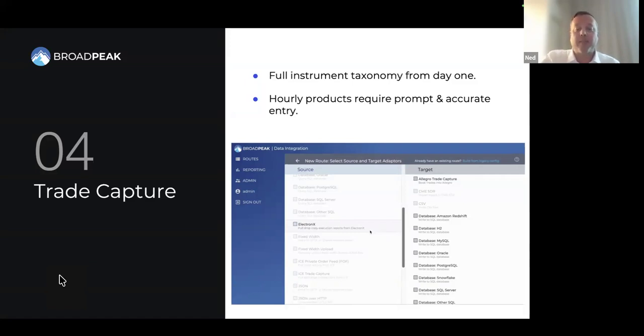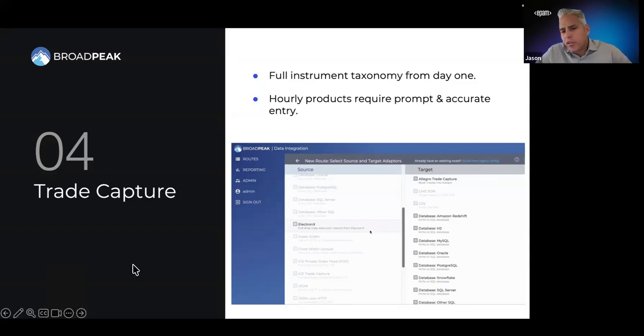You can build your own trade capture feed, which we do not recommend, or you can buy an off-the-shelf adapter, which we do recommend. In this case, given that Electron-X, these new hourly products have some new instrument taxonomy, some different trade details, the trade capture feed directly from Electron-X ensures that you have all the accurate trade details, all the taxonomy in real time from day one.